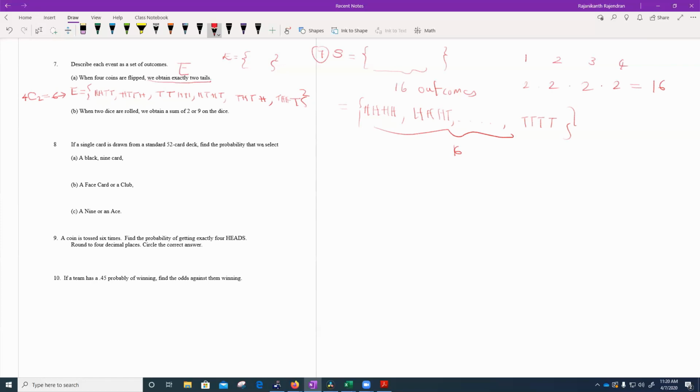Remember, my event E is always a subset of the sample space, right? The sample space has all the collections. From here only we are choosing for my event E, right? So here there are 16 of them. I need only 6 from all these 16 outcomes. So I am choosing the outcomes with 2 T's, and that is the collection of outcomes I have here for my particular event E, okay? So this is for part A.